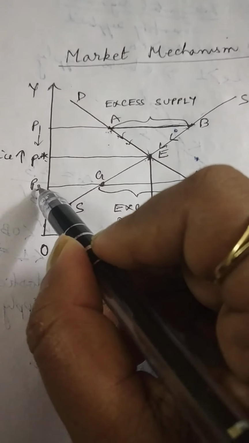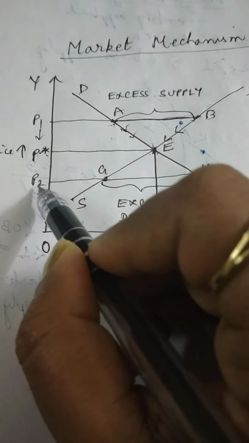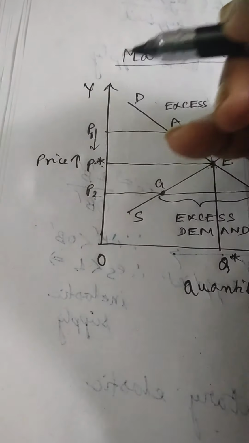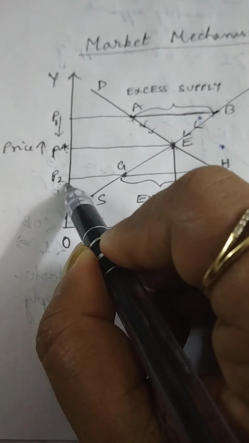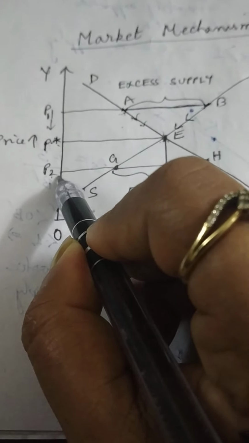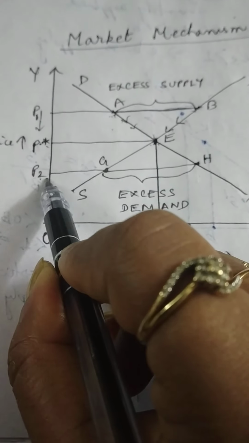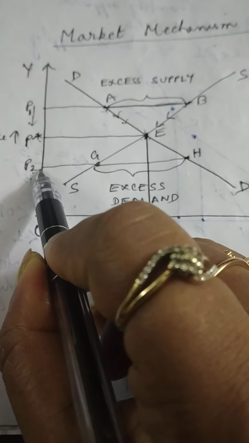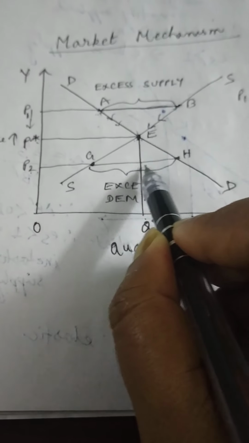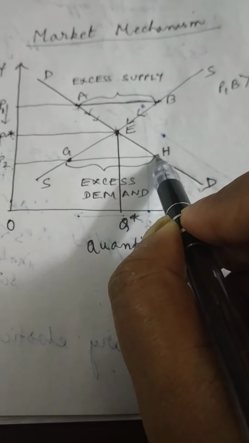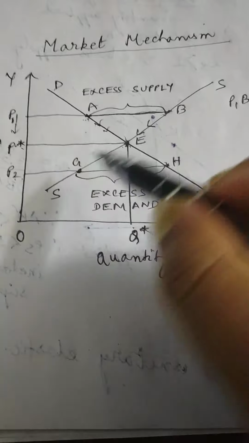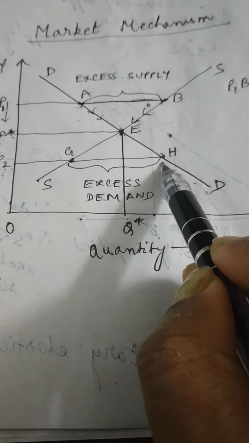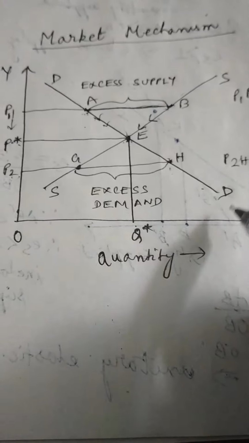Now suppose the price is below the equilibrium price, say P2. So this was P1. I forgot to write P1. So this was P1. This is P2. Now suppose P2 is a price which is below the equilibrium price. Now look carefully. At price P2, how much is the demand? Let's take this price till it reaches point H. And H is on the demand curve DD. So demand is P2H.